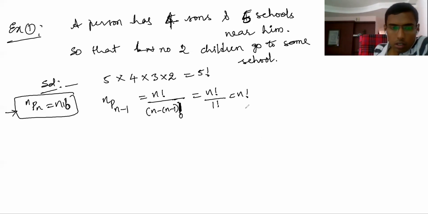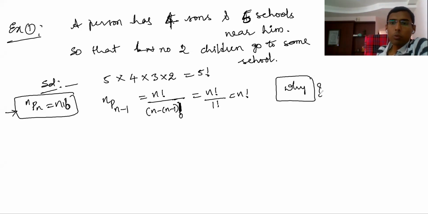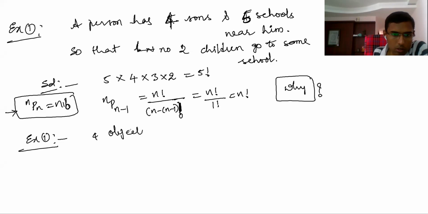Why both are the same? Because here, let's take an example. So very interesting facts are there. So you need to understand. Now let's take 4 different objects. Now 4 objects. So the number of permutations of 4 objects taken all at a time is 4 factorial, right?